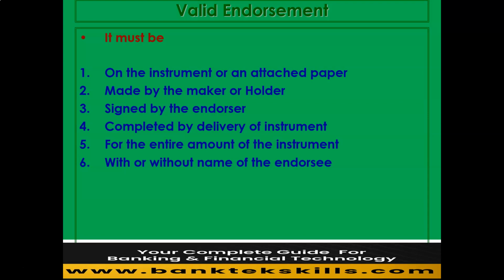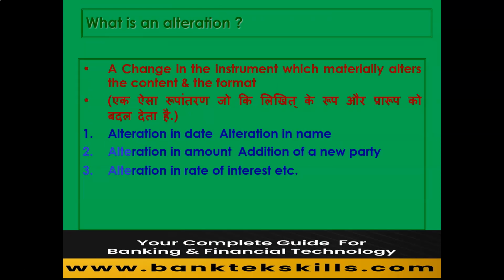You have to deliver the instrument to the last endorsee for the entire amount of the instrument. It cannot be for a fraction of a check. Suppose I issued a check for rupees 1 lakh. So you cannot endorse it in portions, like 40,000. You have to endorse the full 1 lakh of the check which has been issued by the drawer. For the entire amount of the instrument, with or without the name of the endorsee, there has to be a name.